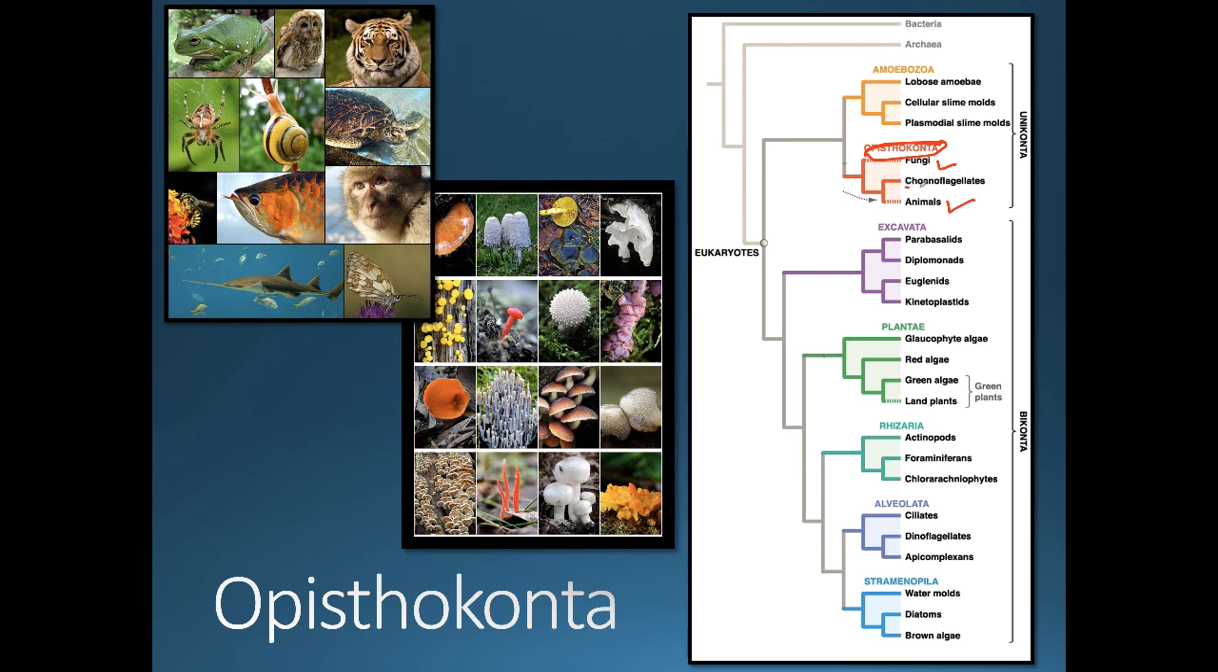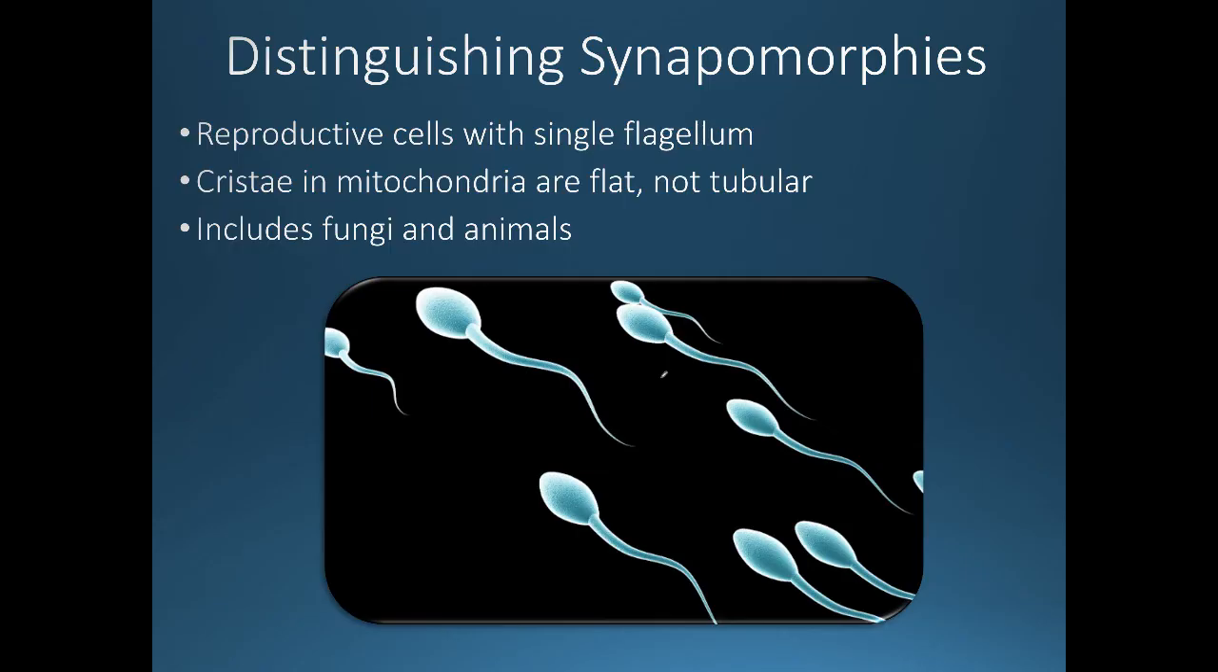But they do contain this one subgroup of protists. But what unites all of them is this one distinguishing synapomorphy, and that is reproductive cells that will contain a single flagellum, as you see here. The cristae in the mitochondria are flat, not tubular.